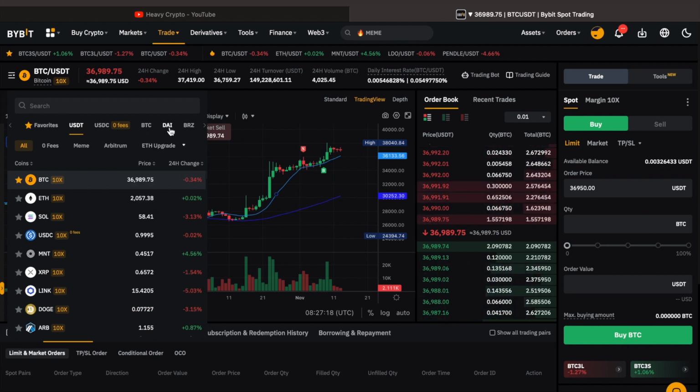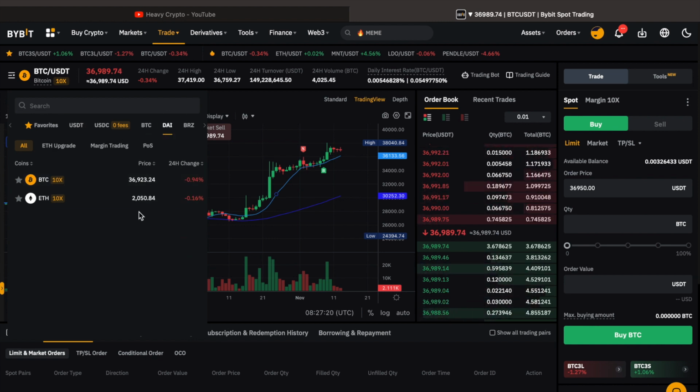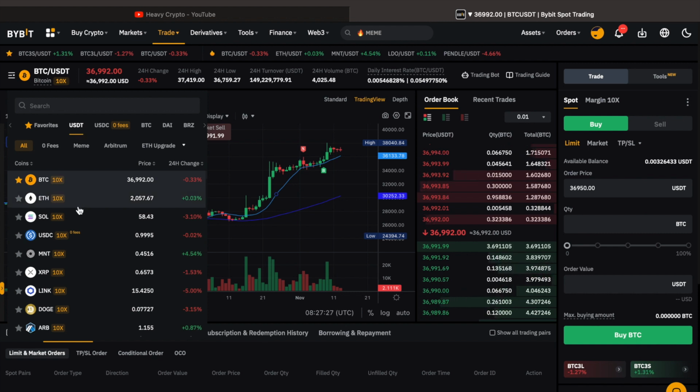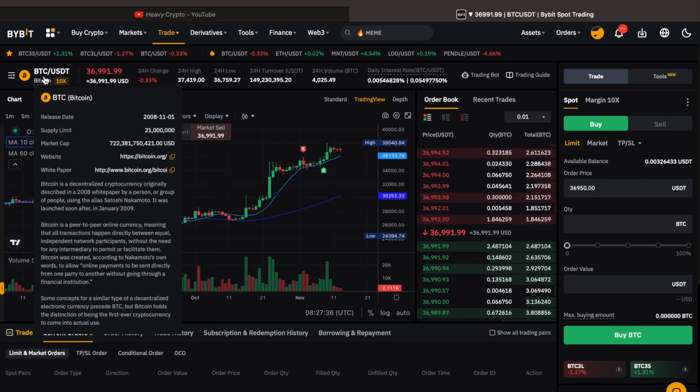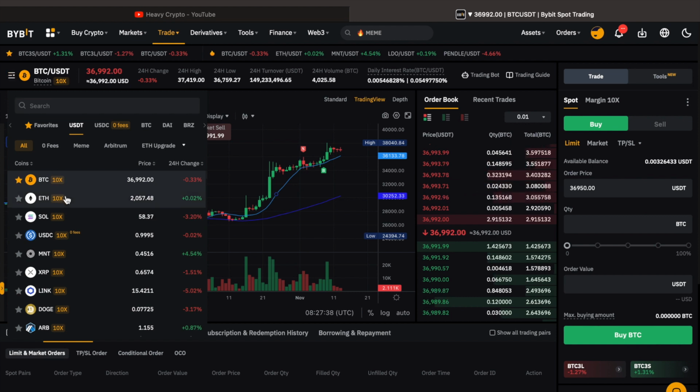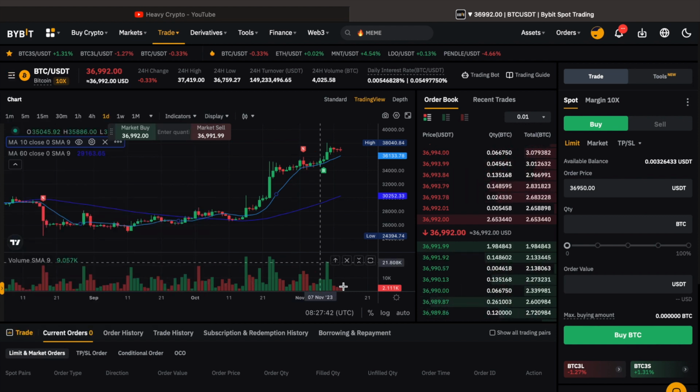So we also have DAI. DAI is a stable coin, but it's not that popular. So you can buy Bitcoin using DAI as well, and other stuff. So let's go ahead to USDC, because this is what we're going to use to buy cryptos on Bybit. As you can see, the Bitcoin pair is already selected right here, but I can simply click like this if I want to buy Bitcoin using USDC, and it's going to take me to the same dashboard right here.